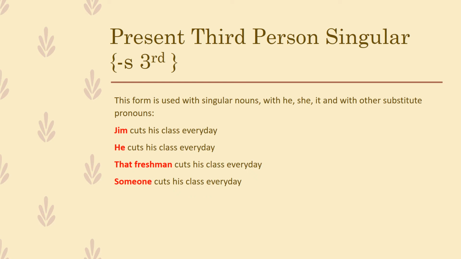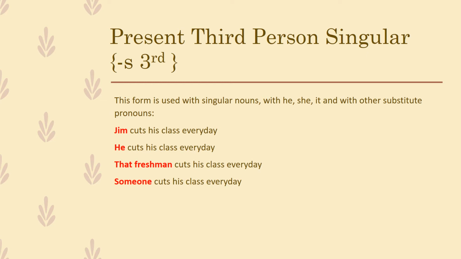The third person singular s, or the present third person singular, is found with singular nouns, like for example Jim, Helen, Jacqueline, McCarthy, and others. Any singular noun, the table, the kitchen, etc. We can also find it with singular pronouns, he, she, and it, or with substitute pronouns, this and that. Of course, it should be singular. See these examples. Jim, which is a singular noun.